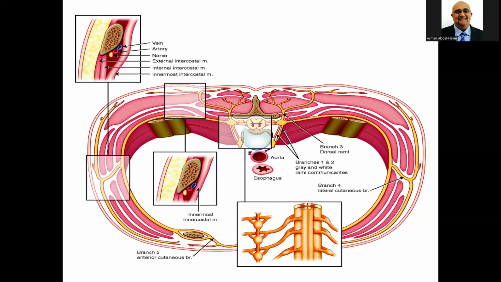Okay, this is a cross section. As you can see here, the upper left, you have the rib, and then you have the intercostal groove. You have the vein, the artery, and the nerve below the rib. By the way, these structures are not necessarily below the rib directly. They could be below the rib, they could be in the middle of the space. So there is some variation there.